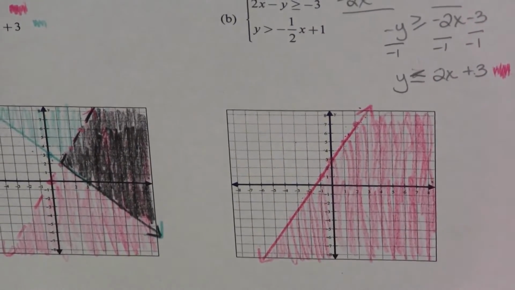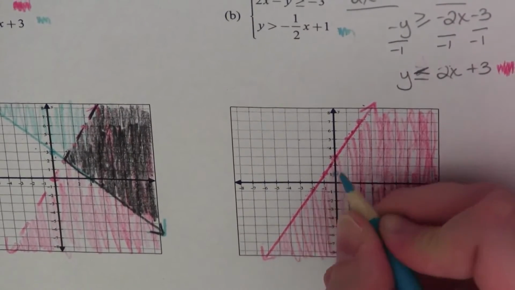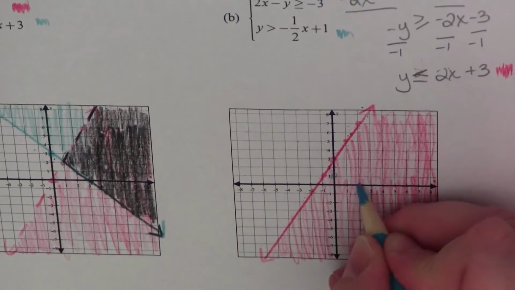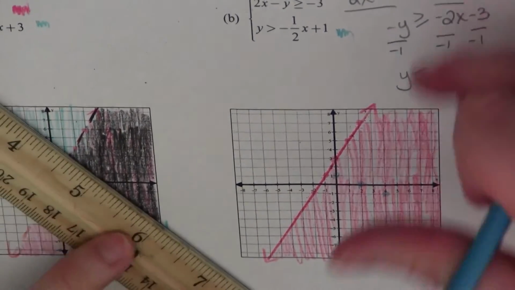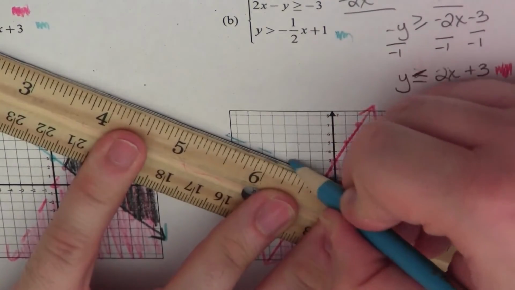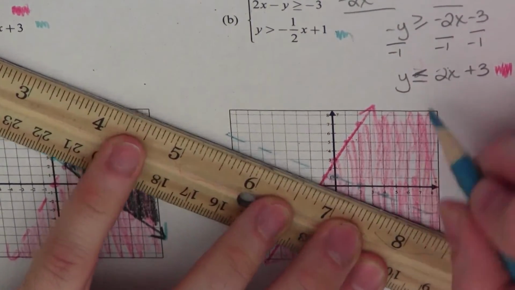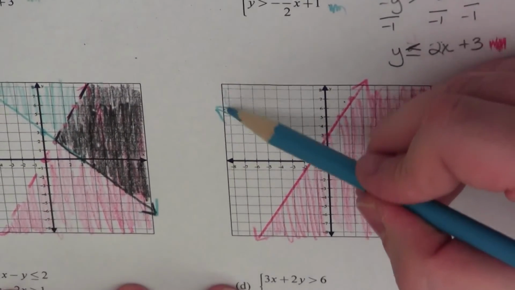The other one was already in a good form. So in blue, I'm going to start at 1. My slope's negative 1/2, so down 1 over 2. Down 1 over 2. I'm going to connect the dots with a dashed line this time. And it was greater than, so this time I'll shade above.